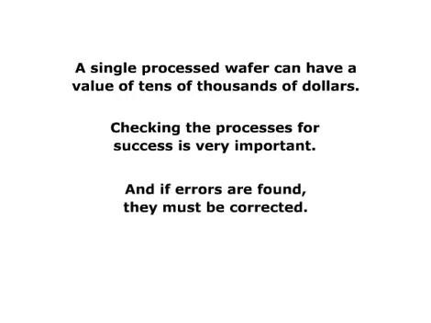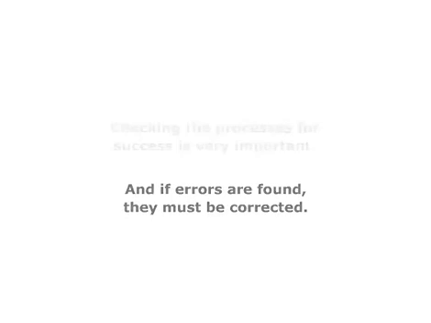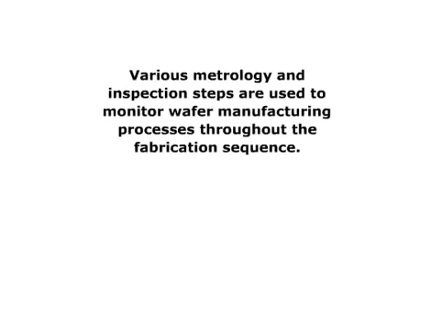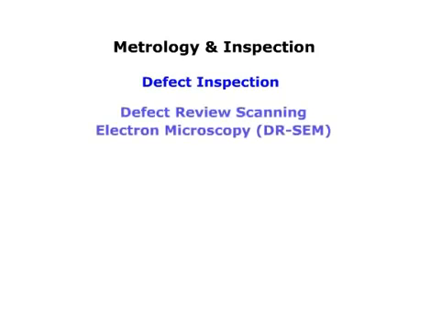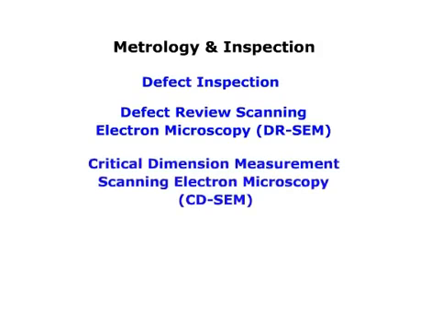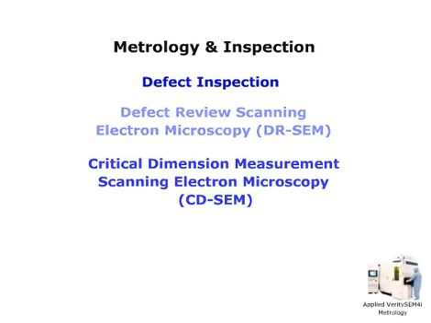Because a single process wafer can have a value of tens of thousands of dollars, it becomes increasingly important to verify the integrity of each process step, and if errors are found, they must be immediately corrected. Various metrology and inspection steps are used to monitor wafer manufacturing processes throughout the fabrication sequence. Metrology and inspection technologies include defect inspection, DRSEM, defect review scanning electron microscopy, and CDSEM, critical dimension scanning electron microscopy.